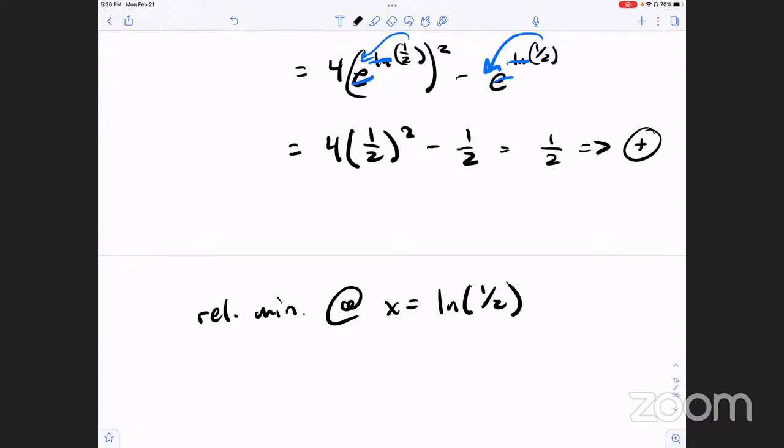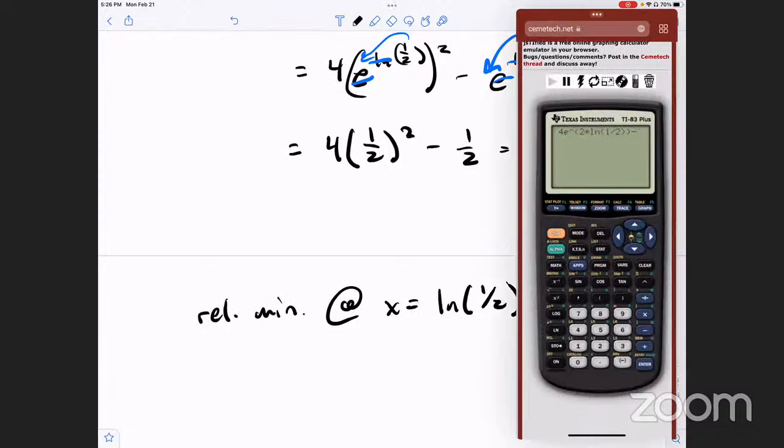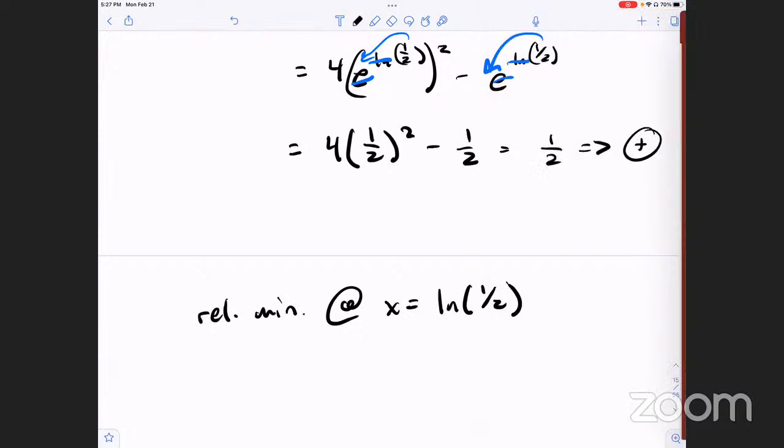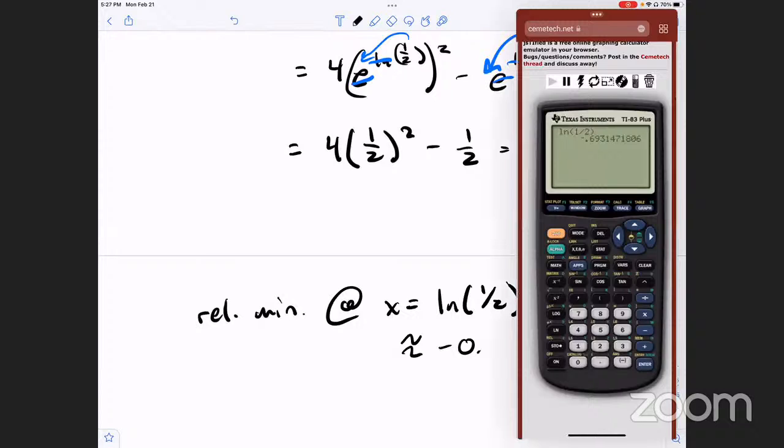So we have our critical value, let's go ahead and crunch that number. The natural log of 1/2 is approximately negative 0.69314718.